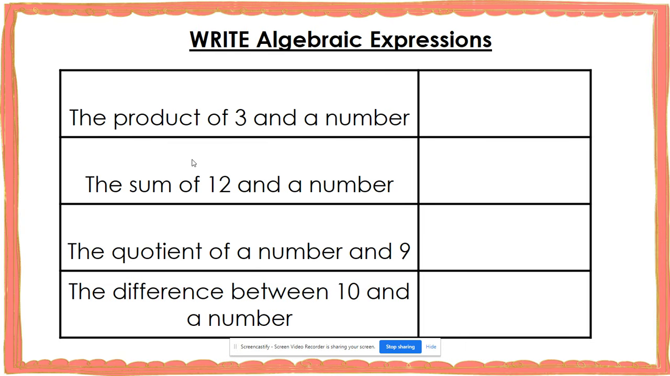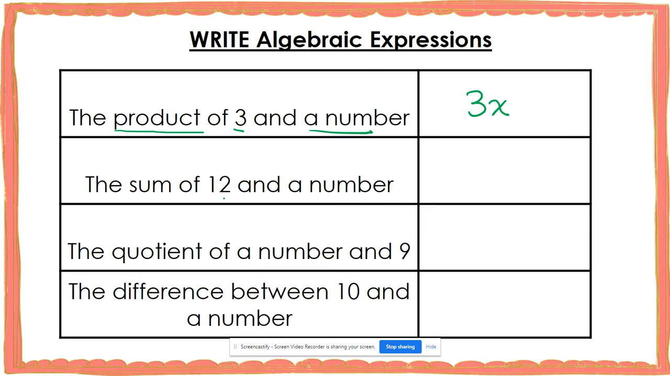To write algebraic expressions, I need to find the key words or phrases. So my first problem here says the product of 3 and a number. Well, I know that product is the answer to a multiplication problem. So if I'm finding the product, then I'm multiplying, and it looks like I'm multiplying 3 by a number. So to write this, I would write 3x. That means 3 times a number x. And I use a variable to represent a number because I don't know what that number is.